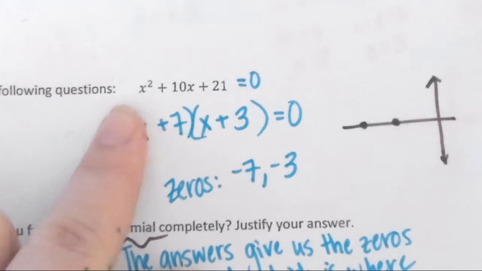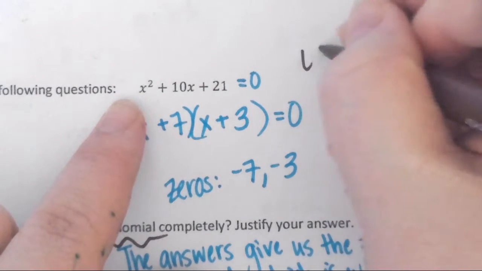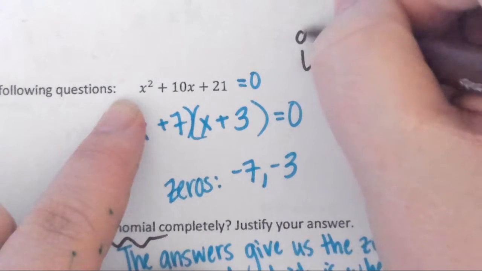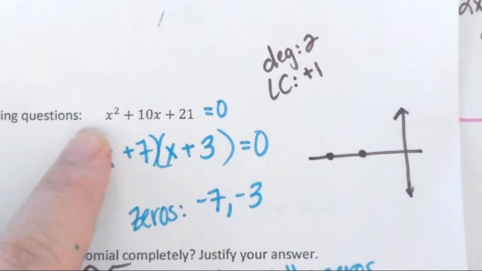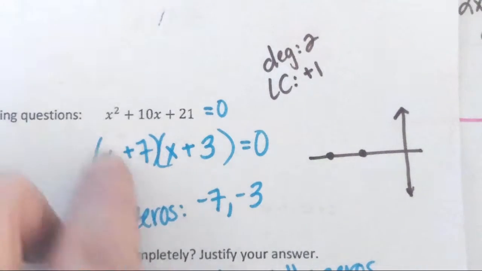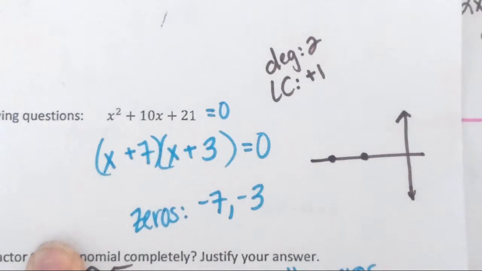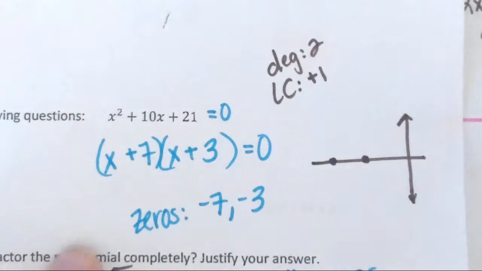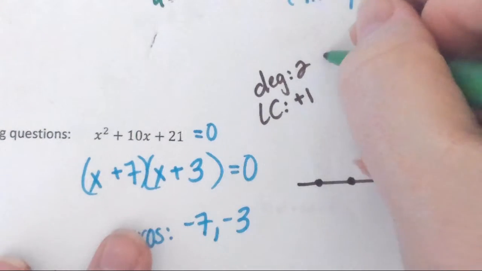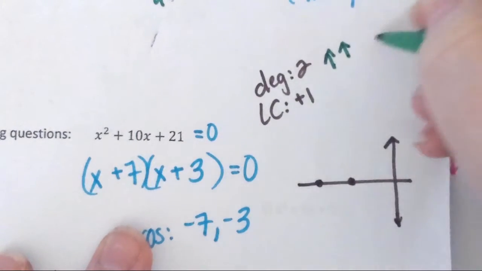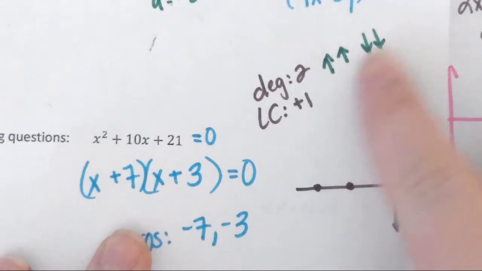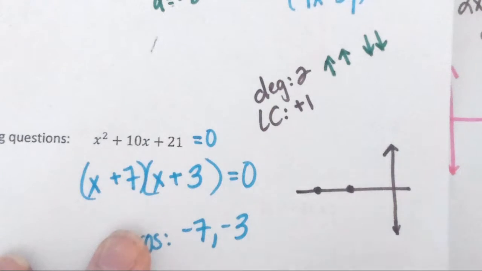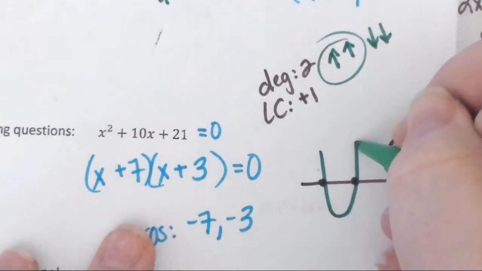We know since it's a positive 1 for our leading coefficient, since our degree is 2, what do we know about the end behavior? Yes, so since degree is 2 and it's even, they were either going to be both up or both down, because even degrees have the same end behavior. But since it's a positive leading coefficient, we're going with both up. So I know my graph is going to look like this.